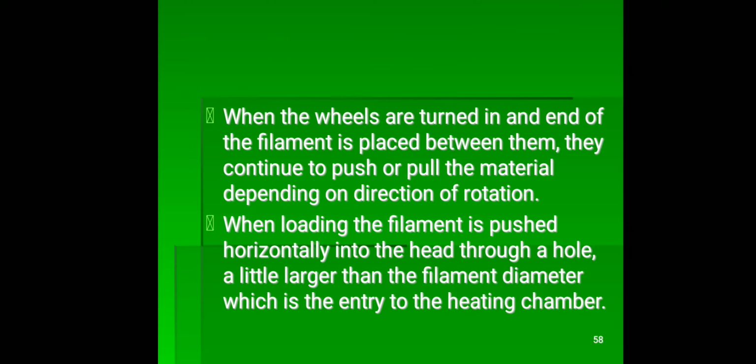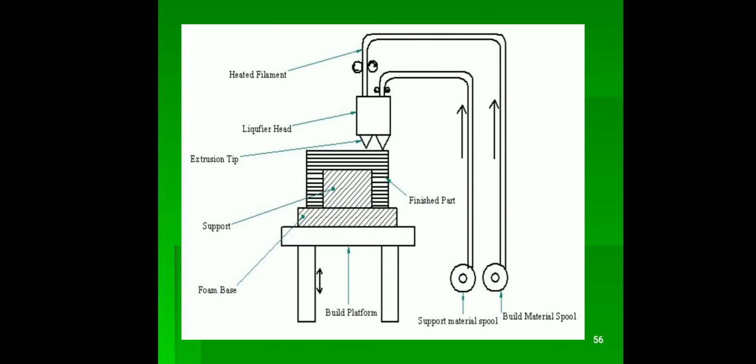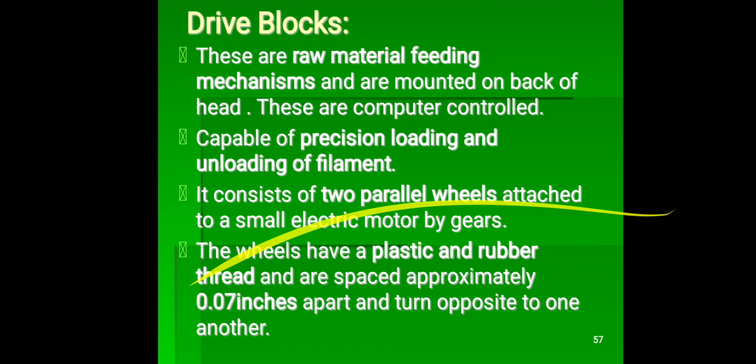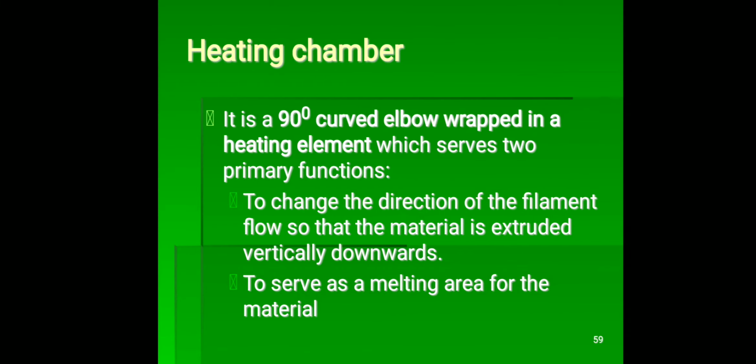You can see in the diagram here, this is the heating chamber where these two materials are moving inside, and with the help of this heating filament we are supplying the material to this liquefier head, and then the liquid material is extruded through these two tips. So I have explained all with the help of this.